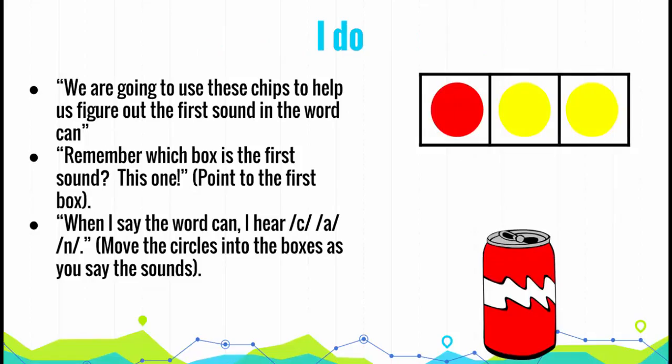Continue modeling for students, explaining how to move the chips as you stretch the sounds. Stretch the word can and move a chip for each sound. K, a, n. The red chip should be in the first box, as the purpose is to identify the initial sound. It may be necessary to remodel this concept later in the lesson if your students are struggling.